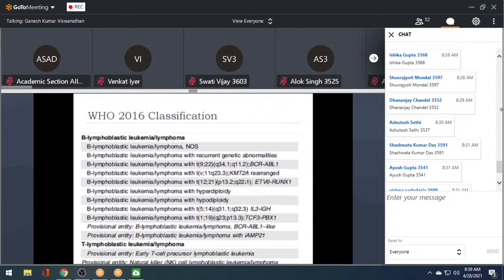Translocation 12;21 is one subtype. In this subtype, there is abnormality of two genes, TEL (ETV6) and AML1 (RUNX1). There is B-ALL with hyperdiploidy, when the chromosomes are higher than what should normally be present in an individual, or hypodiploidy, when the chromosome number is lesser than what should be present.